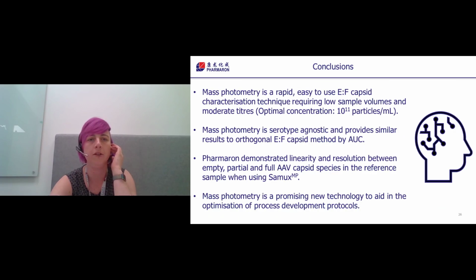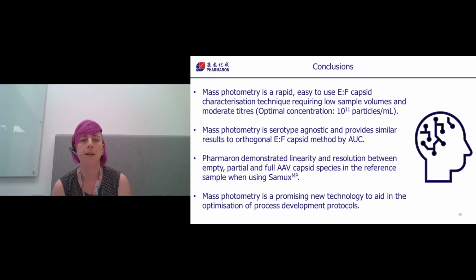So in conclusion, mass photometry is a rapid, easy to use empty full capsid characterization technique, which requires low sample volumes and moderate titers with an approximate concentration of 10^11 particles per mL. Mass photometry is serotype agnostic and provides similar results to orthogonal empty full capsid method by AEC.